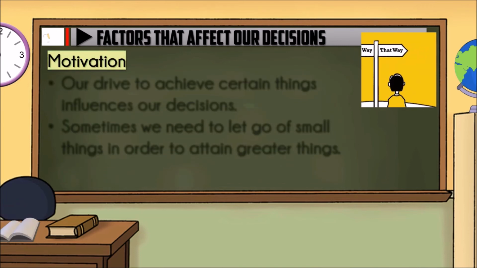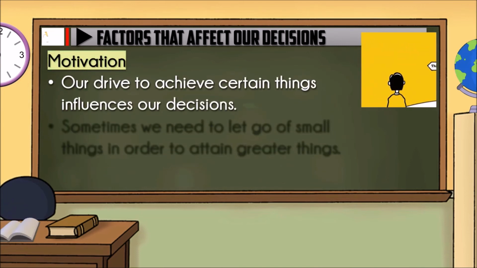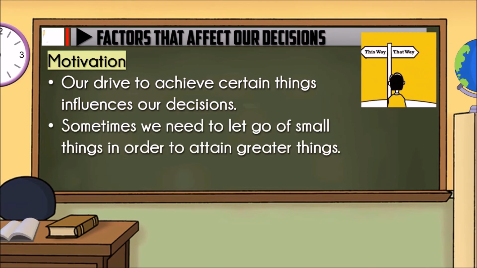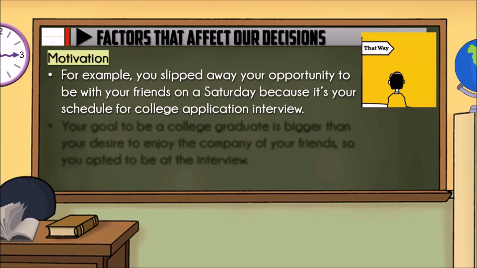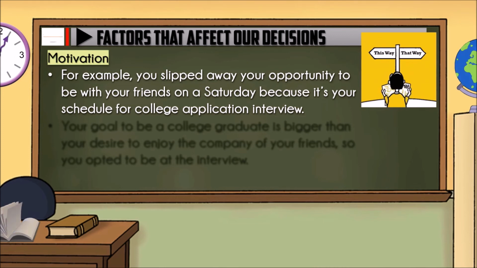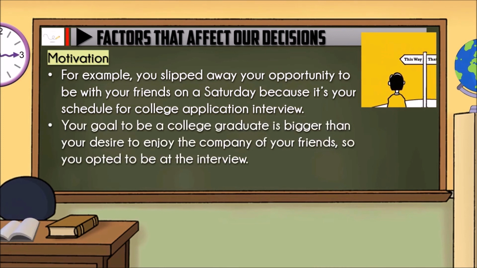Motivation. Our drive to achieve certain things influence our decisions. Sometimes we need to let go of small things in order to attain greater things. For example, you slip away your opportunity to be with your friends on a Saturday because it's your schedule for college application interview. Your goal to be a college graduate is bigger than your desire to enjoy the company of your friends. So, you opted to be at the interview.